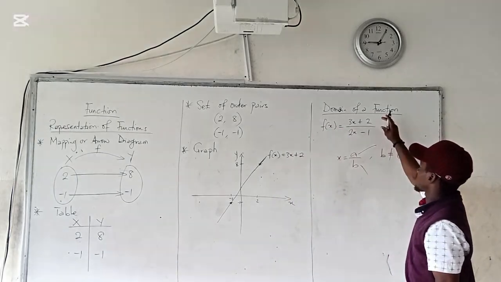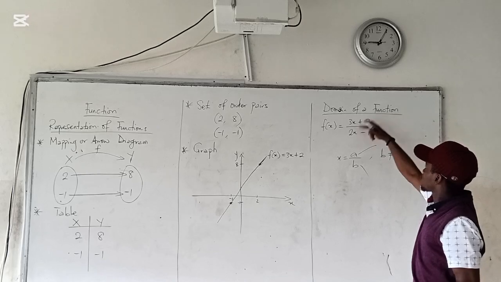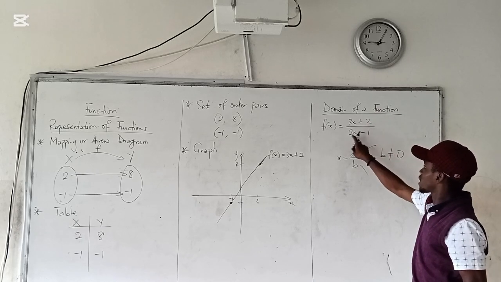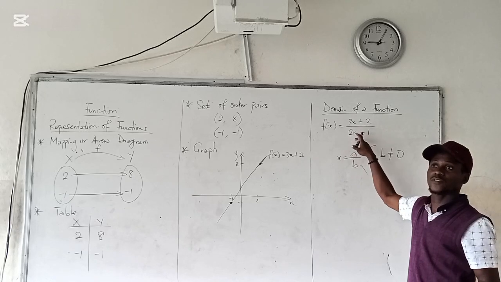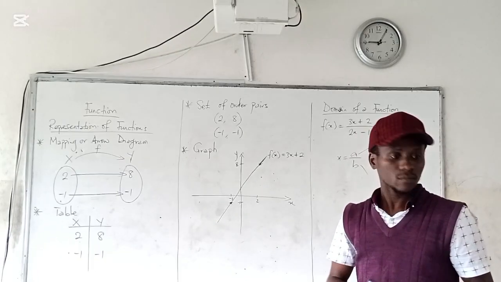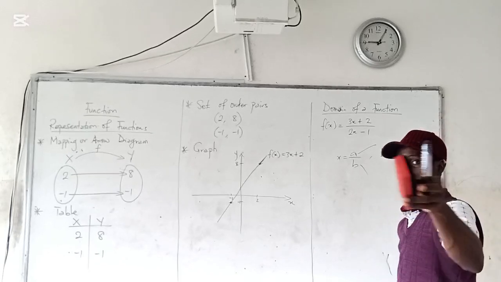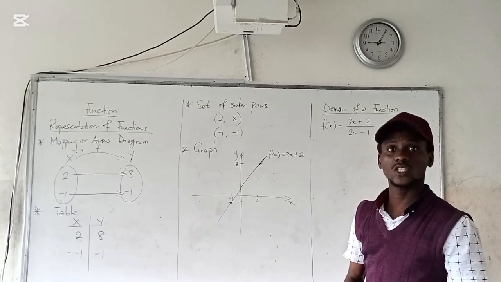Hence, looking at the rational function, we have to check: is there any number that, if we substitute it into this function, will make our denominator 0? If such a number exists, then we have to find it and make sure we exclude it from the set of real numbers so that we can get our domain. So, what do we do? How do we get such a number?